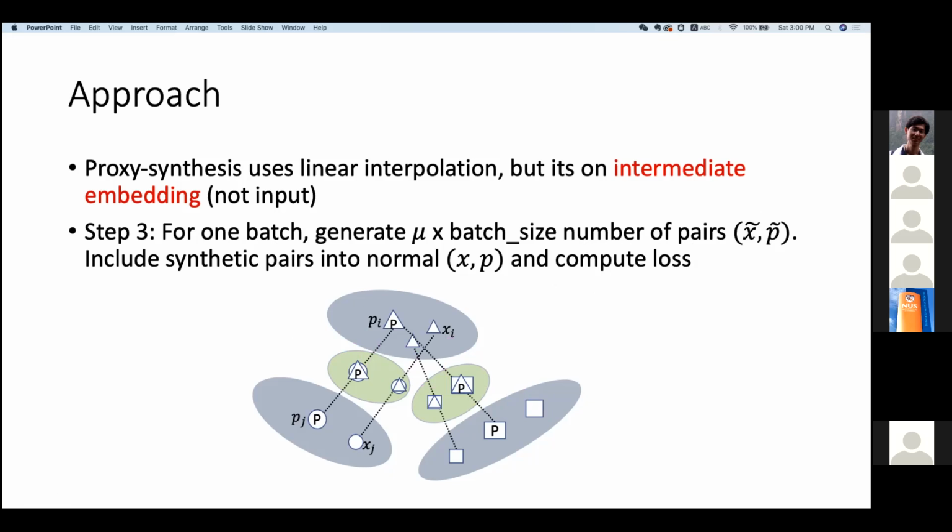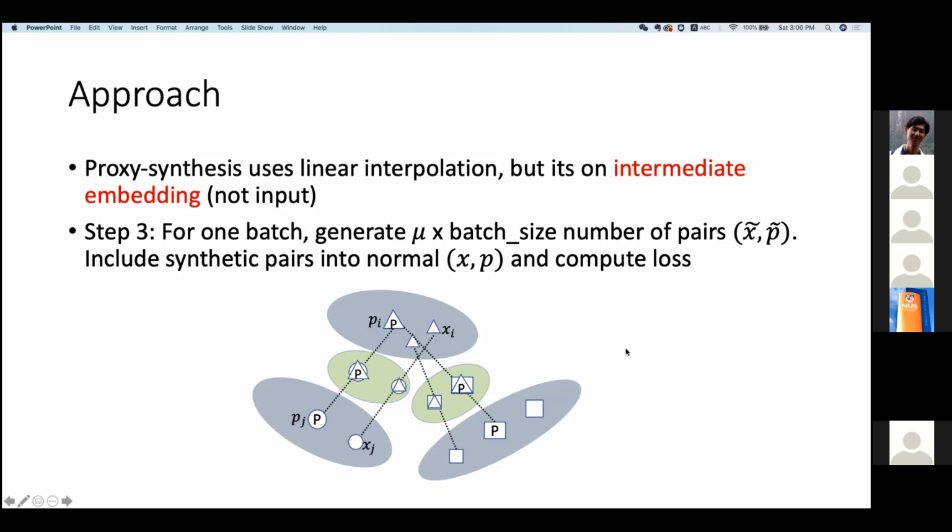How do we set mu? Mu is a fixed hyperparameter that needs to be set before training. So for each iteration, we just generate an additional mu batch, right? Yeah. For each one batch, it will generate an additional mu batch of the synthesized samples and keep training. Okay, so that seems to make sense.